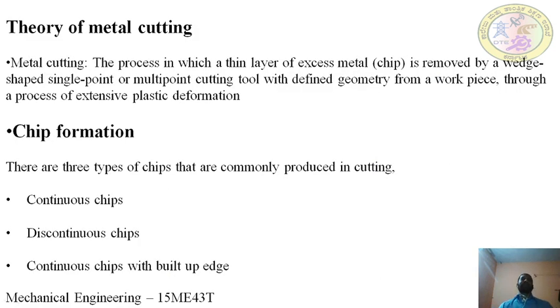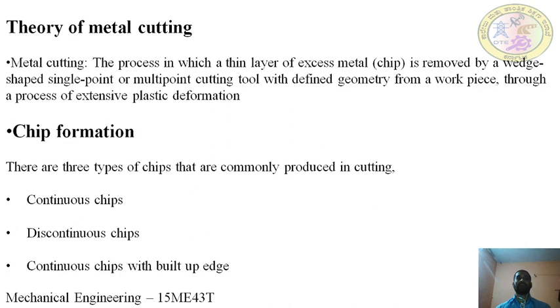Next, the theory of metal cutting. As I told you, metal cutting is the process of removing a thin layer of excess metal in the form of chips by a wedge-shaped single point cutting tool or multi-point cutting tool with a defined geometry from the workpiece through the process of extensive plastic deformation. You know what plastic deformation and elastic deformation are. Elastic deformation means the material will regain its original shape after the removal of the applied load. Plastic means it is a permanent deformation. That means the material will not regain its original shape after the removal of load. So in metal cutting, plastic deformation takes place.